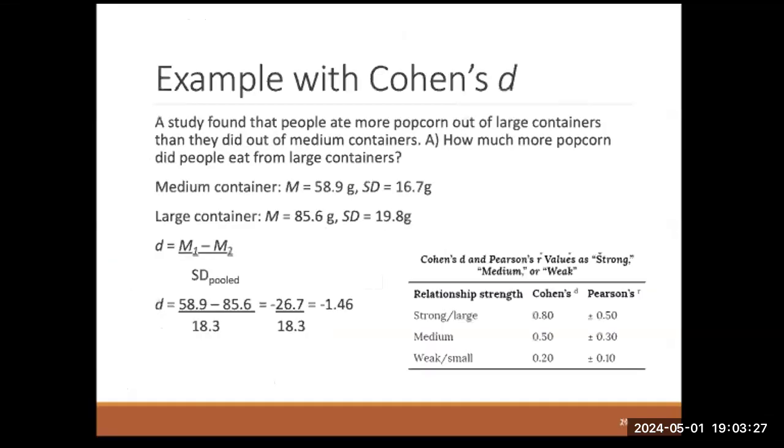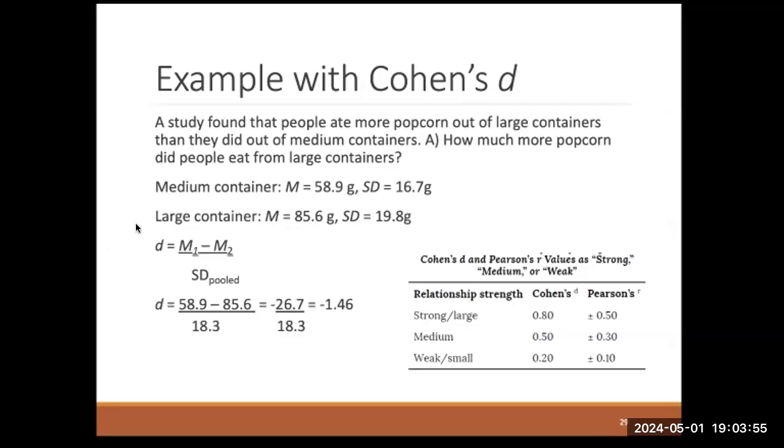So here's an example with Cohen's d. A study found that people ate more popcorn out of large containers than they did out of medium containers, right? How much more popcorn did people eat out of large containers? So let's see, in the medium container, they ate an average of 58.9 grams, with a standard deviation of 16.7. In a large container, they ate an average of 85.6 grams with a standard deviation of 19.8.